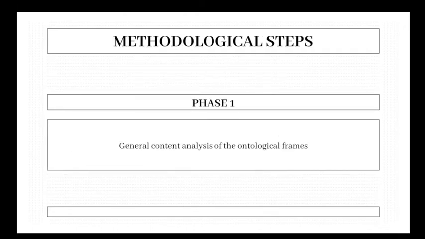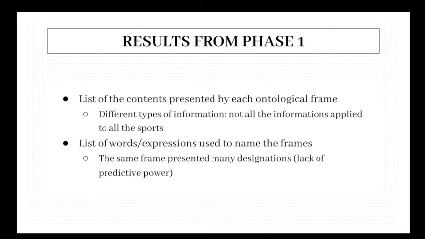The methodological procedures can be divided in 2 phases. The first phase consisted of a general analysis of the content of each type of ontological frame. Our objective was to classify all information presented by the definitions of the 6 ontological frames and compose a list of information for each frame. From the lists of content presented by the ontological frames, we were able to identify a relatively wide set of information, in the sense that not all contents can be applied to all the sports.